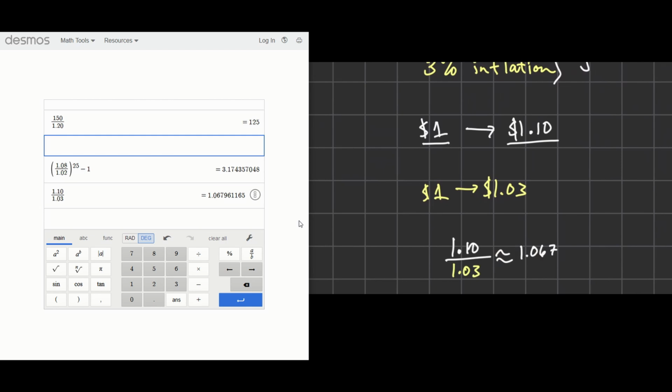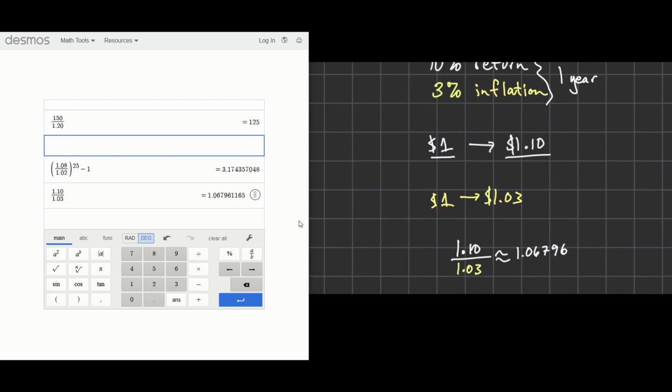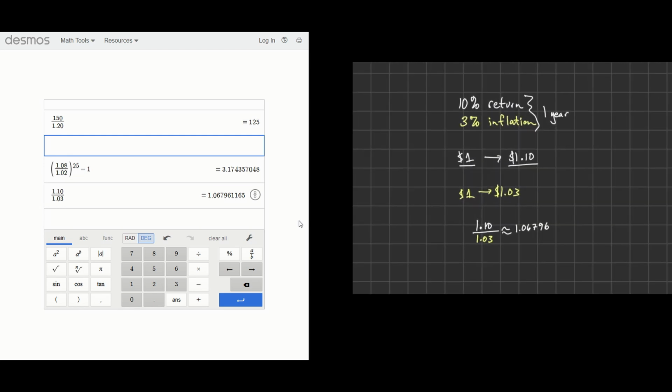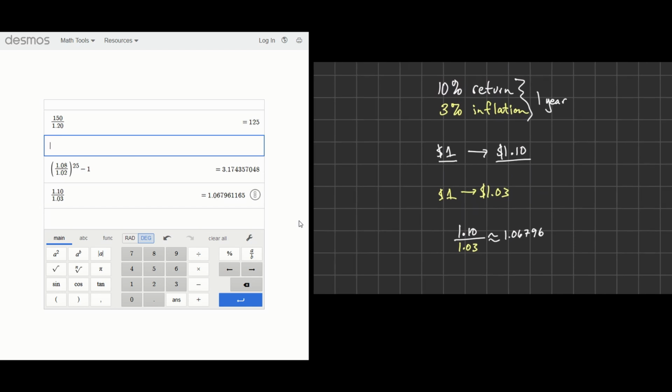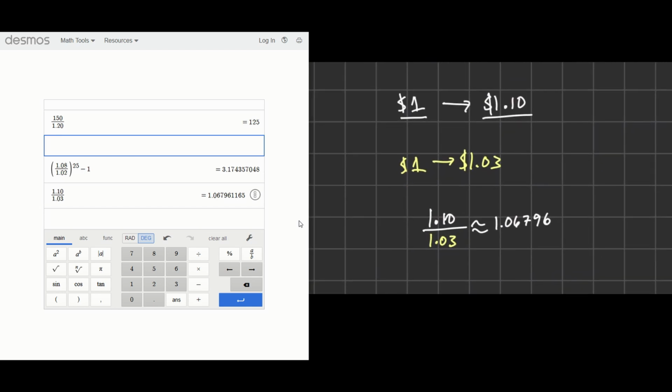$1.06796, approximately. So it's actually worth slightly less than 7%. You would get 7% if you just did the 10 minus the 3. But in this case, it's actually worth slightly less than $1.07. So in this case, you could see that your inflation adjusted return is really not 7%, but 6.796%. Okay. And that's because your dollar grew to $1.10, but it really only has the purchasing power of $1.06796.